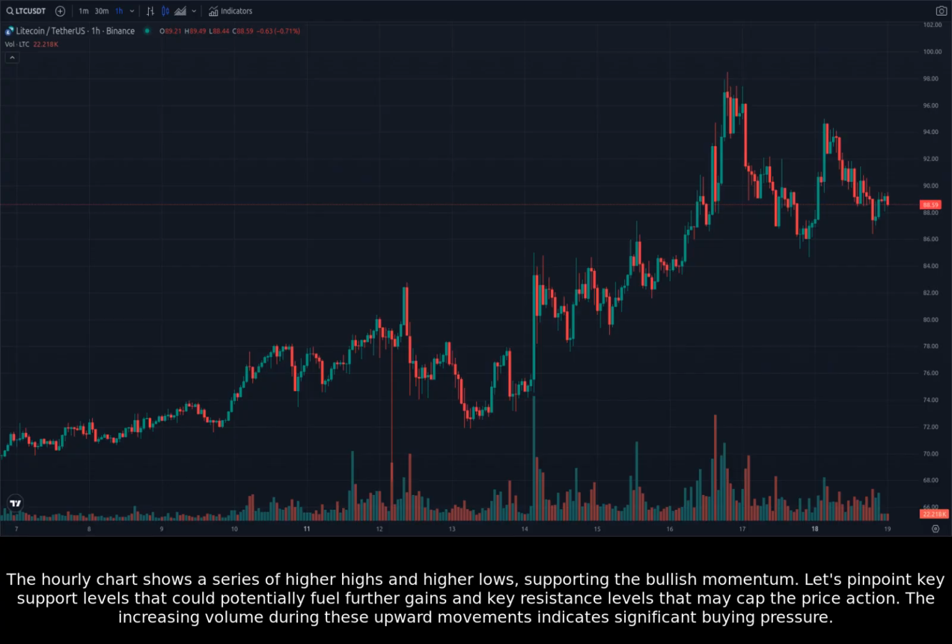Let's pinpoint key support levels that could potentially fuel further gains and key resistance levels that may cap the price action. The increasing volume during these upward movements indicates significant buying pressure.